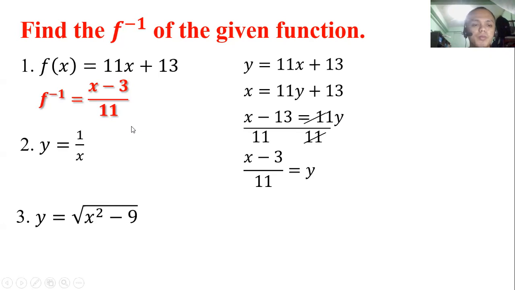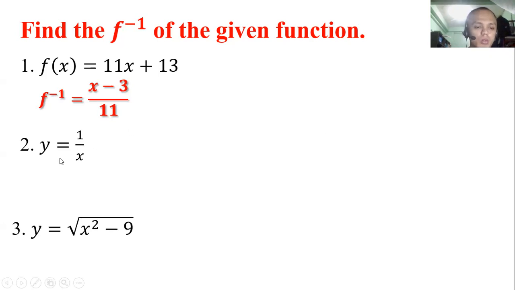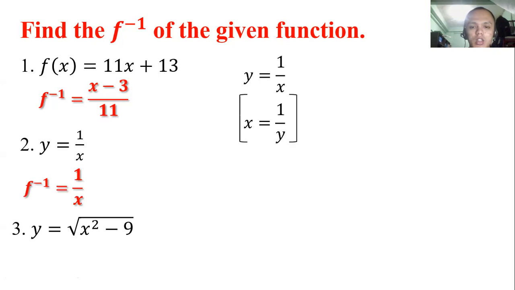Next, number 2. We have y equal to 1 over by x. So how can we get the inverse of y equal to 1 over by x? Again, interchange natin. We have x equal to 1 over by y na. Then, solve for y in terms of x. So since may denominator, we will multiply both sides by y.